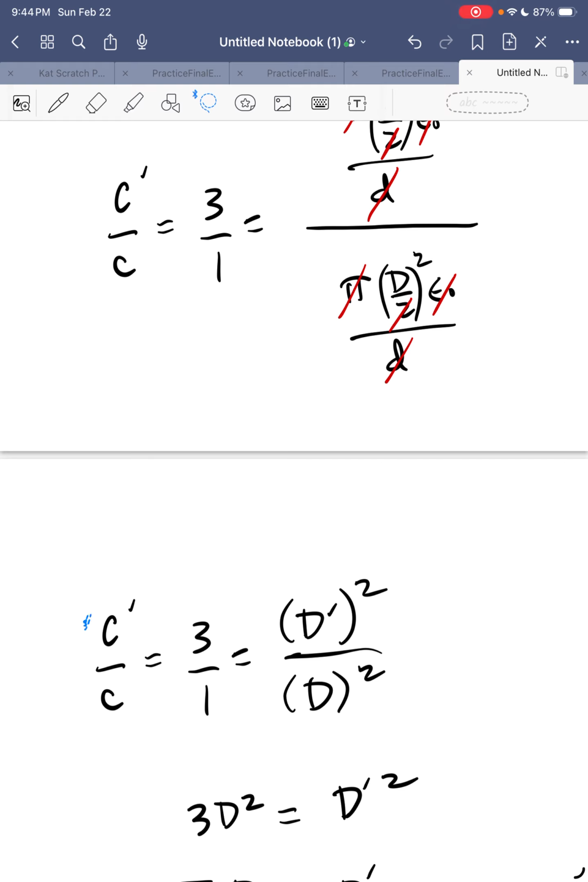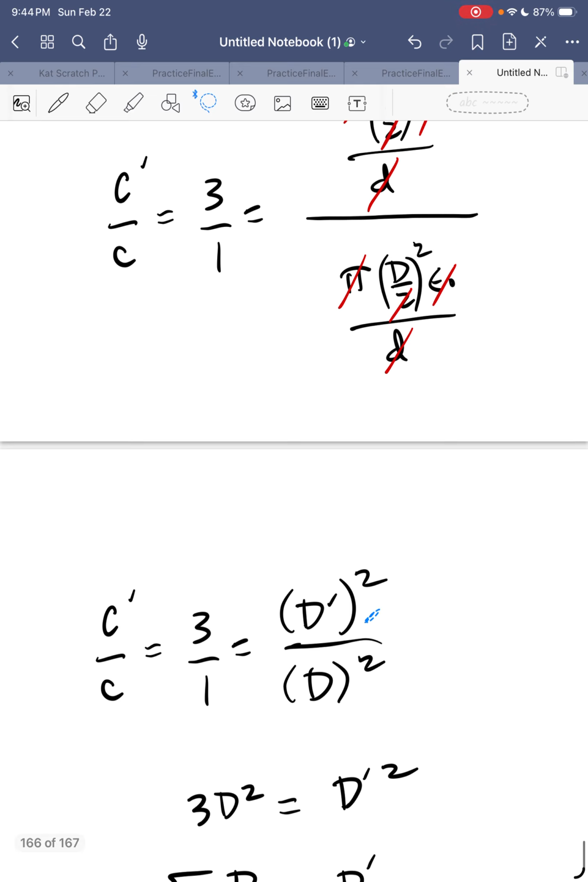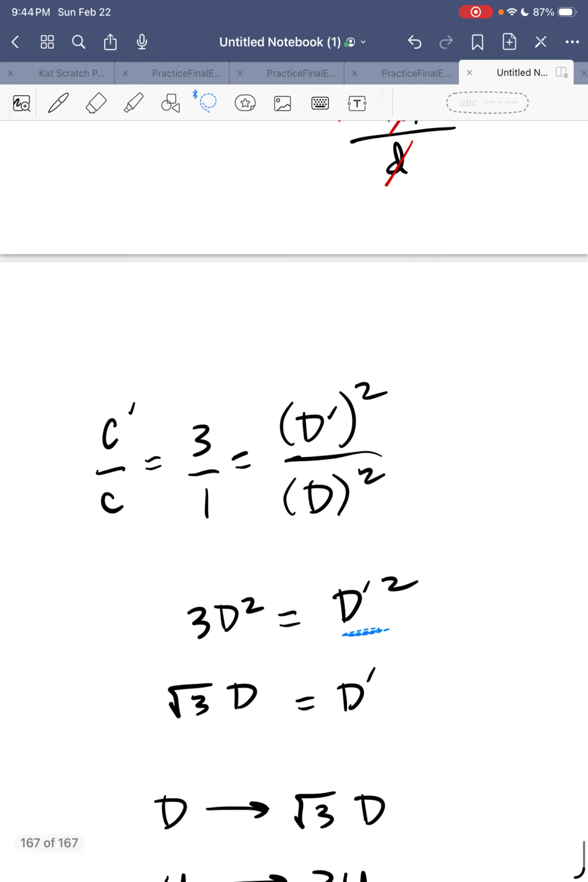So C prime over C is 3 over 1, as we've said. And the only thing that didn't cancel is D prime, quantity squared, over D, quantity squared. A little cross multiplying. So D squared times 3 is going to equal 1 times D prime squared. So now I have this equation, 3D squared equals D prime squared. Remember, my goal is to get D prime. And what I have to do is solve for that.